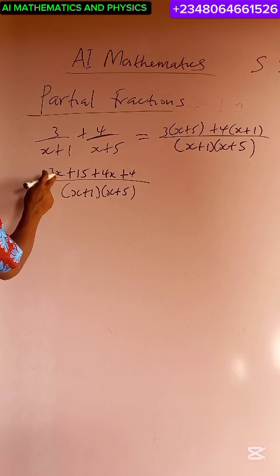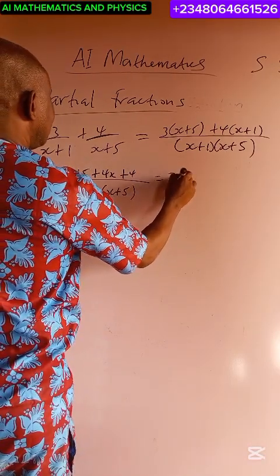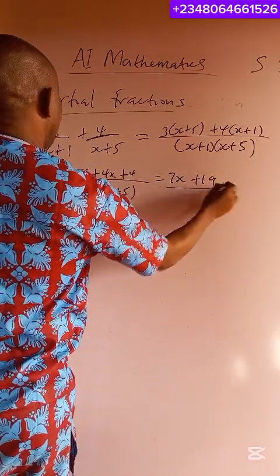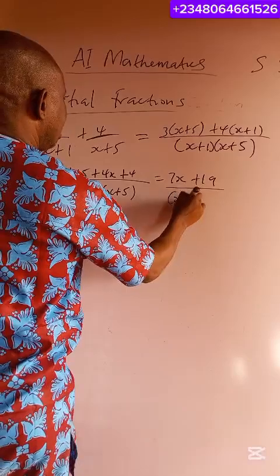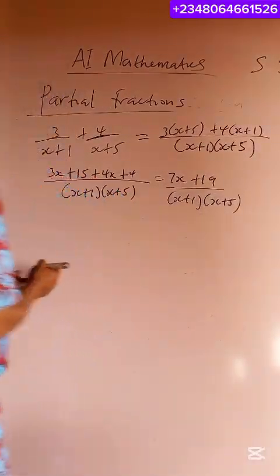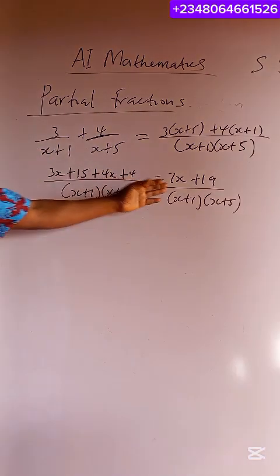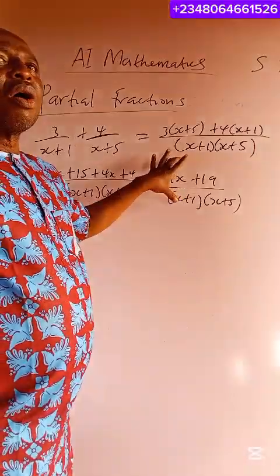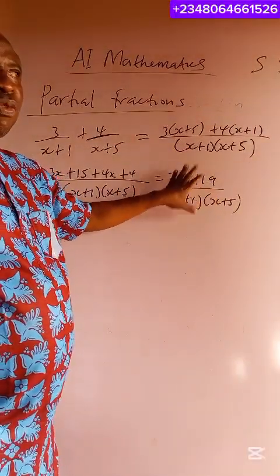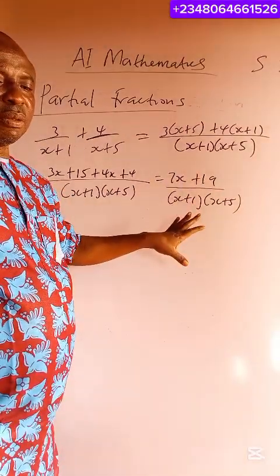So when we add 3x plus 4x, that will give us 7x. 15 plus 4 is 19, over x plus 1, x plus 5. We have simplified this and we got this. Our fraction is always in this form. This is where our partial fraction will start.